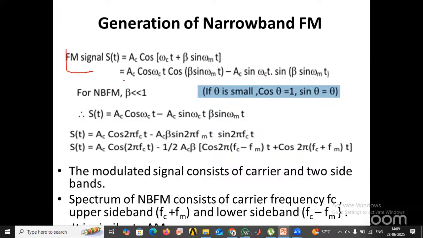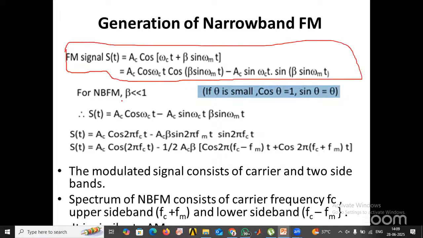So here, this is the equation of the FM signal: A_C cos(omega_C t plus beta sin omega_m t). Omega_C t is the carrier frequency, plus beta sin omega_m t, where omega_m is the message signal. The angle of the carrier has the carrier frequency and the message frequency. So it is cos of (a plus b). If you expand this, it is cos a cos b minus sin a sin b.